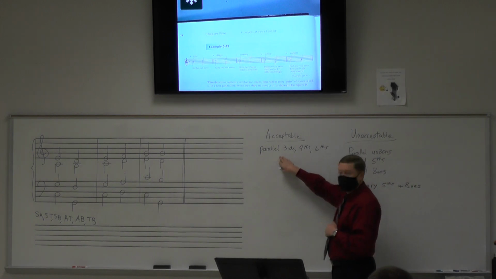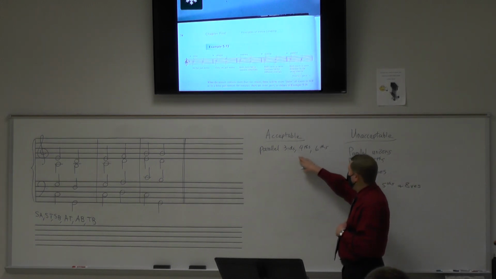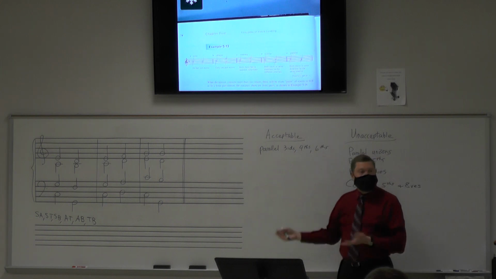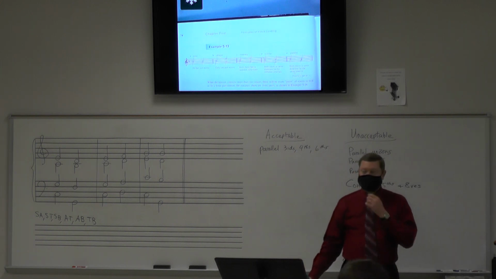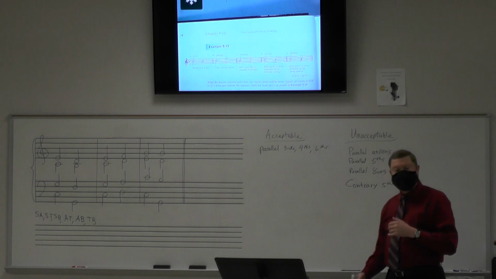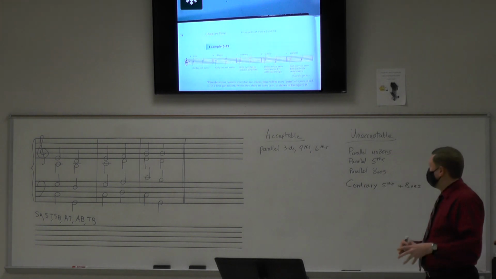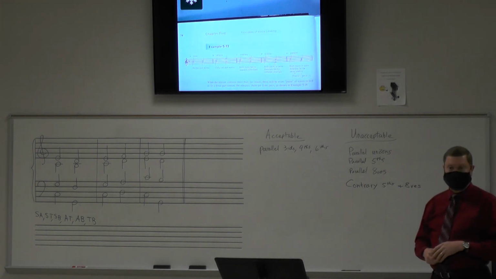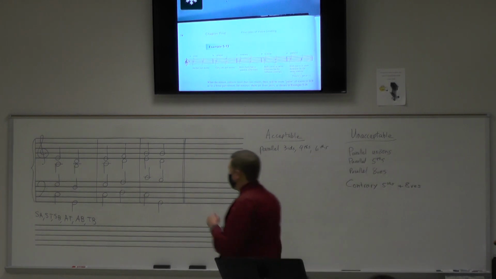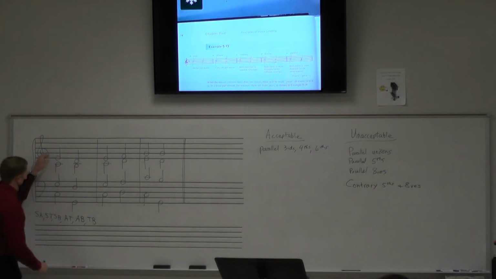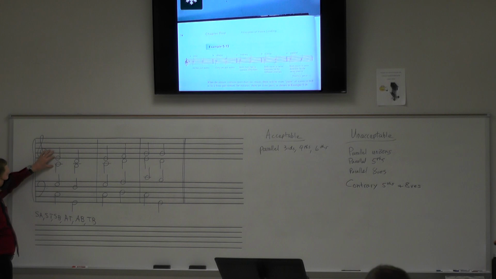Motion by parallel thirds, fourths, and sixths is allowed in part writing. You're free to write any two voices and have them move in parallel motion in those intervals. That's allowed. So if I go back to this first measure, do you see how the soprano and alto are moving in parallel thirds? These two voices form a third, and then they end up forming a third again, and they're in parallel motion.